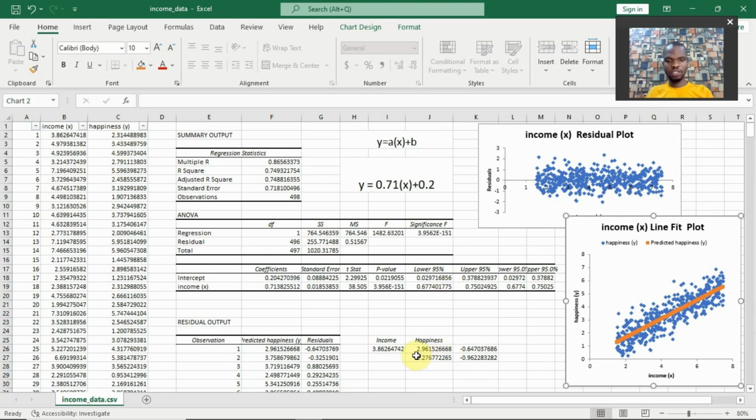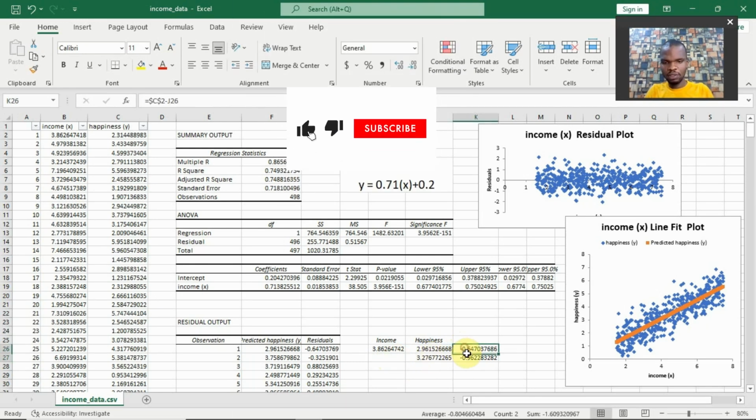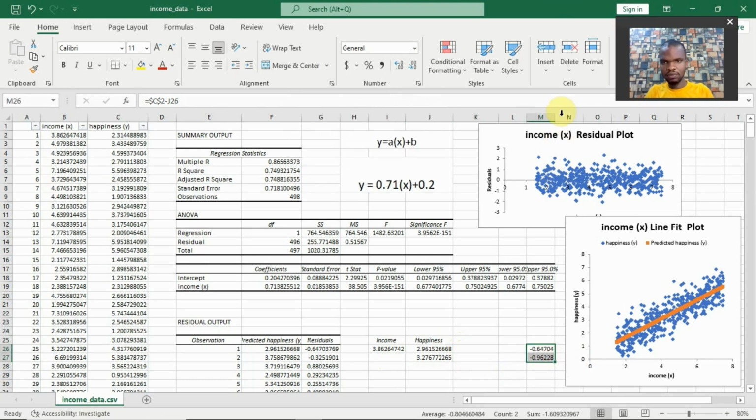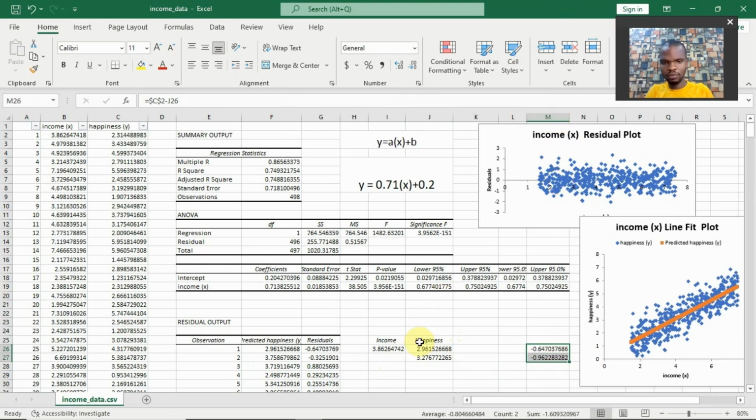Okay, so this upper range, okay, I should have done that better. So let me do this. Let me move these guys. Okay. Let's have this upper value here.